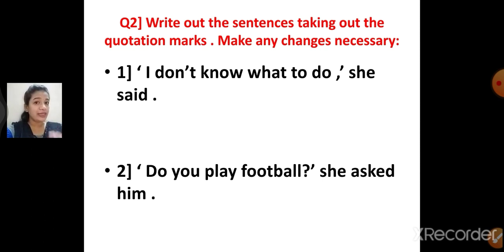Now you have to read the sentence properly. You have to read the heading first, what we have to do in this exercise. Okay. So write out the sentences taking out the quotation marks. Make any changes necessary. Now removing the quotation marks means that you are changing the sentence into indirect speech. Now let's see how you are going to do it.